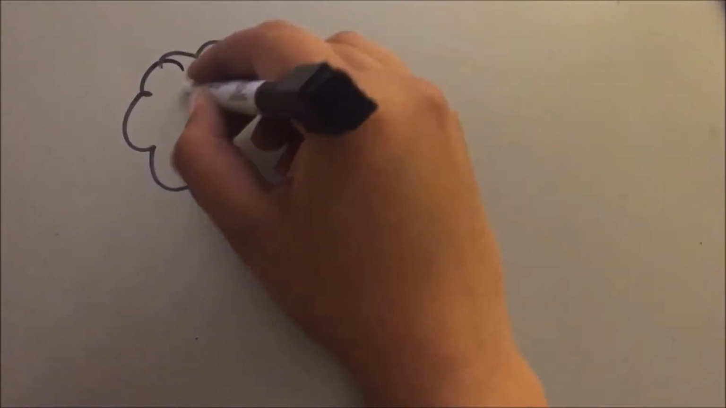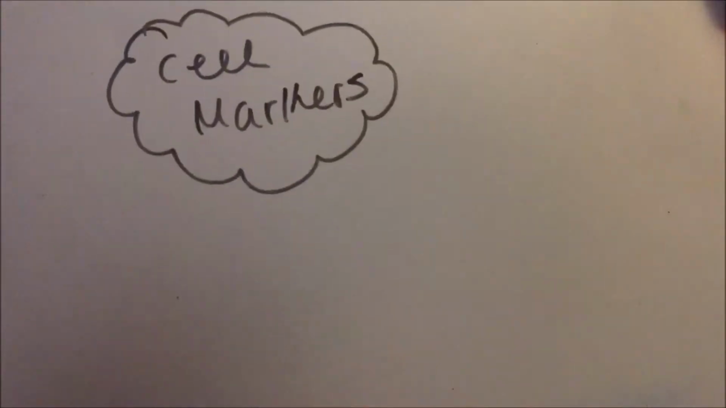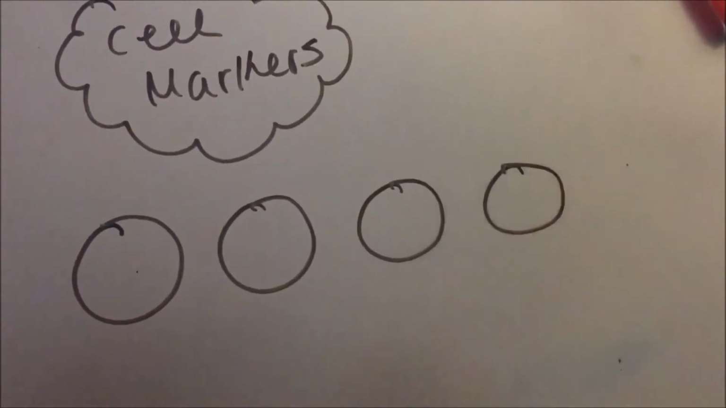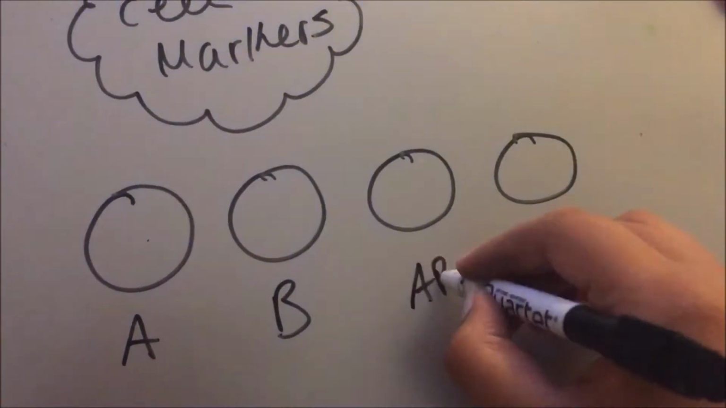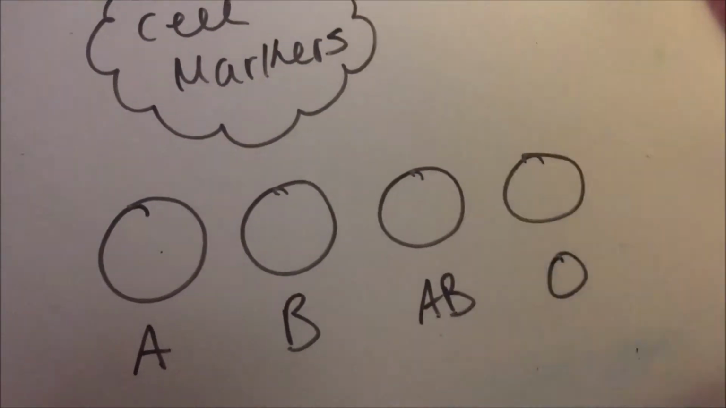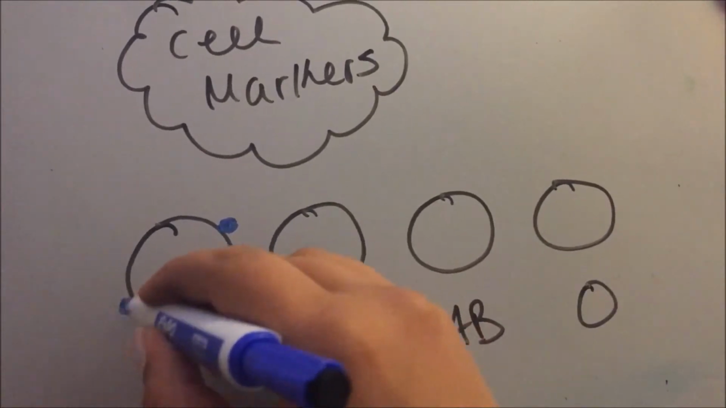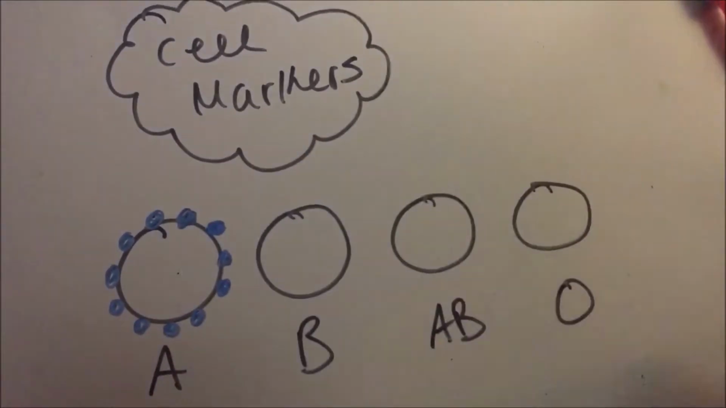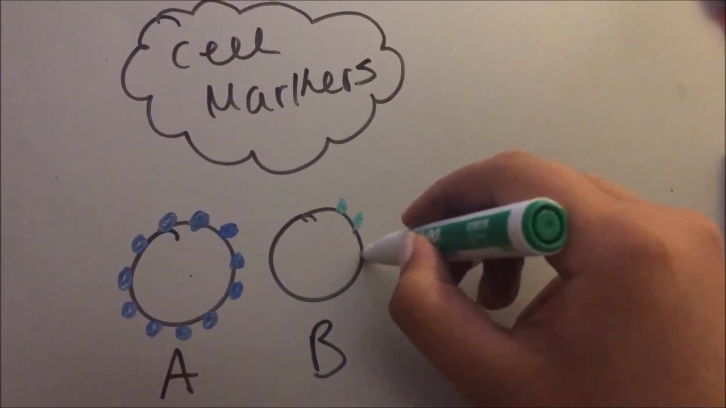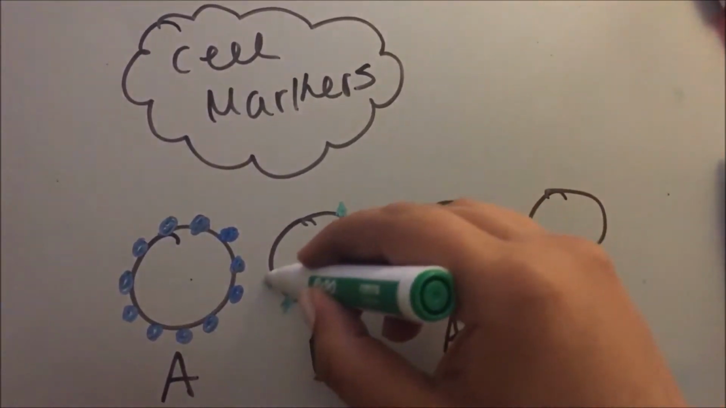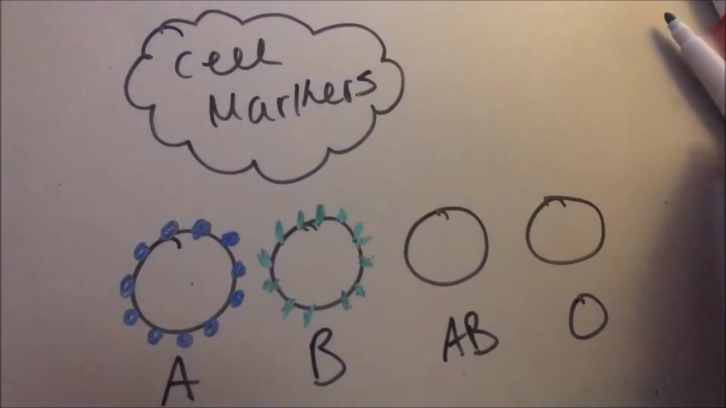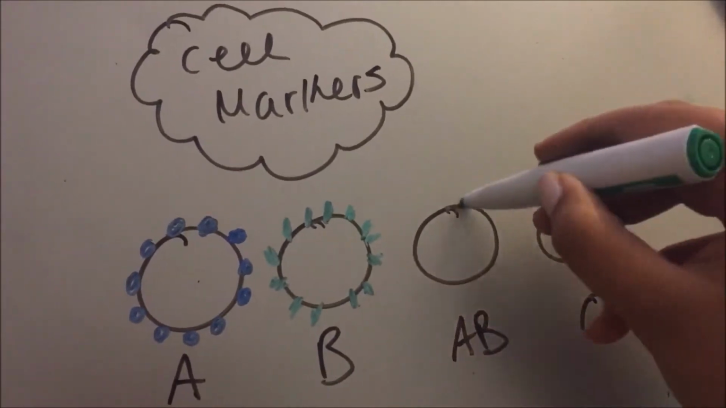The red blood cells may look the same, but the component that separates them into groups are called the cell surface markers, also known as antigens. Each type of blood type has a different surface marker or antigen on their surface. However, type O blood has no antigens on its surface and therefore is considered the universal donor.